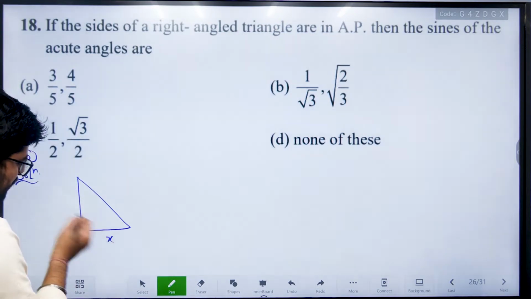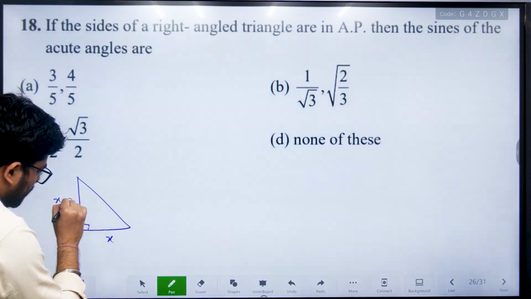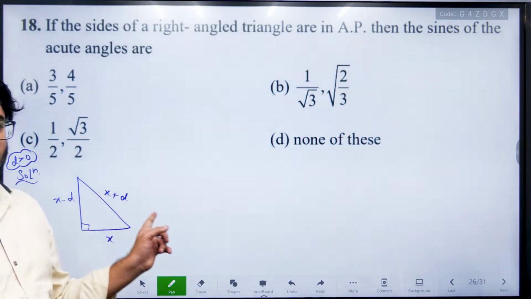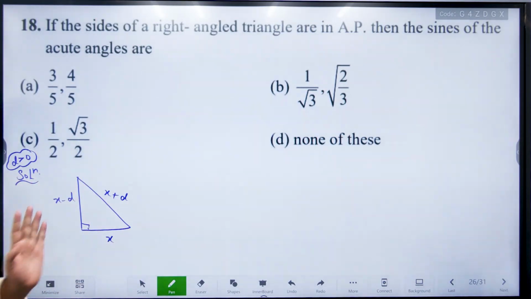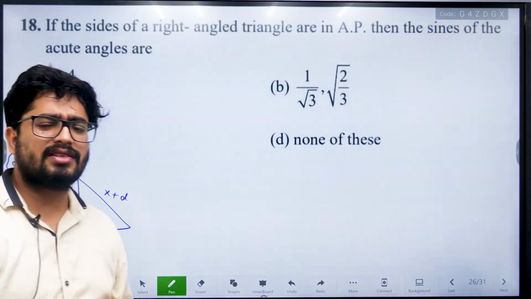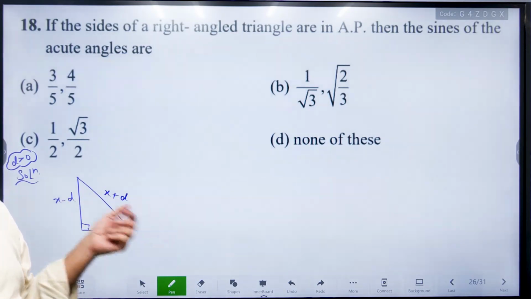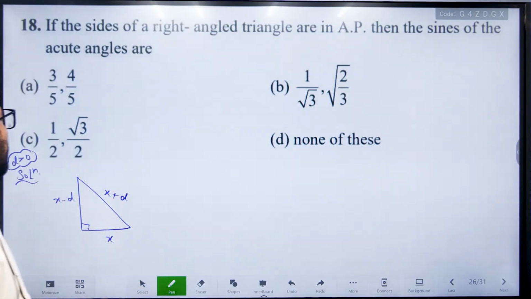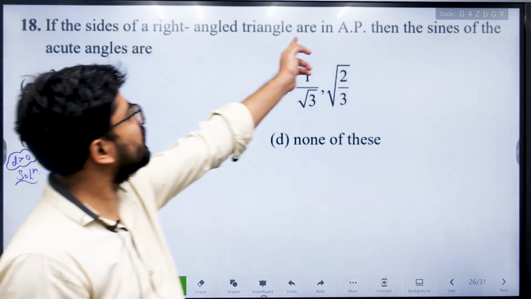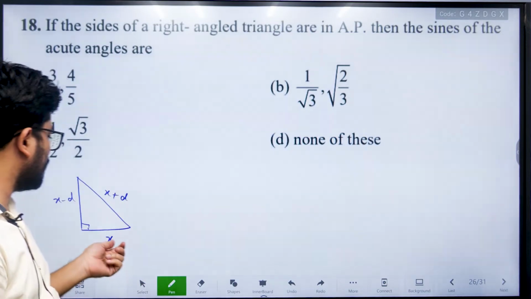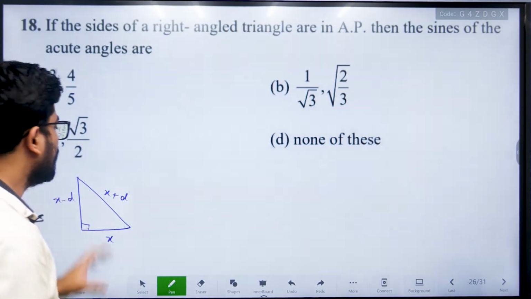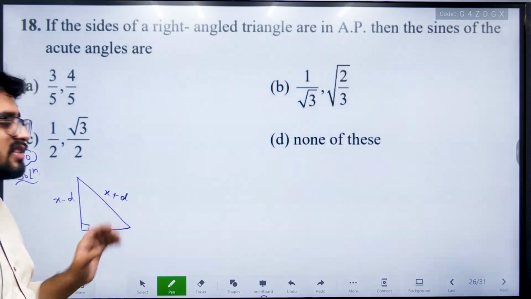So let this be x, this is x minus d and this is x plus d. These three numbers are in AP. If you take d less than 0, then x minus d is the greatest one, so that's nothing different. If you take your common difference positive, x plus d is the greatest one, so this is the hypotenuse.